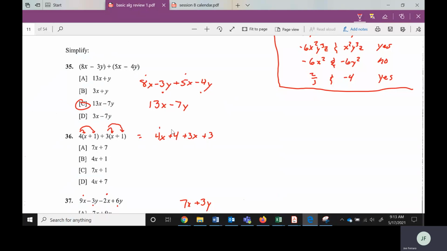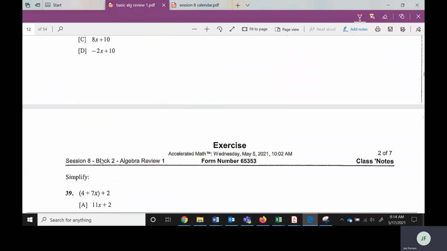Now we can add like terms. 4x, 3x, that's 7x. The 4 and the 3, those are no variables, so we can add those together, and that's plus 7. So 7x plus 7. All right, 4 problems left. Top of the next page.